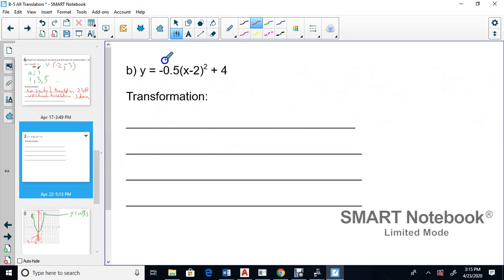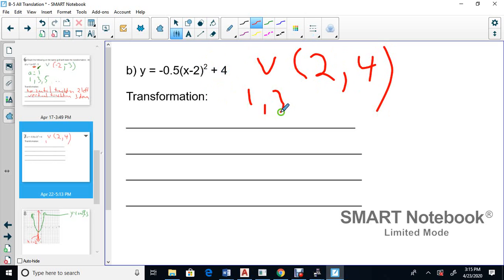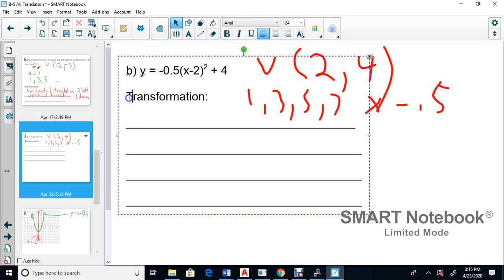Okay, so now we have the 0.5 here, and we got x minus 2 squared plus 4. So our vertex, opposite sign of the first one, 2. Opposite sign of this one in the bracket here, 2. Same sign as that one, comma 4. Okay, so then instead of 1, 3, 5, and 7, we multiply that by -0.5. And I'll just put this down a little lower so later on you can type the transformation.